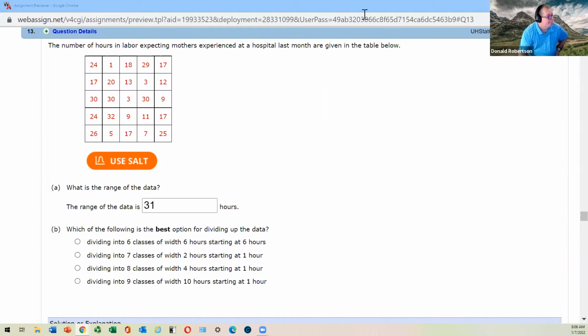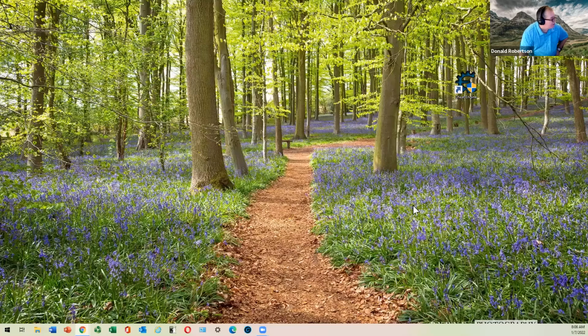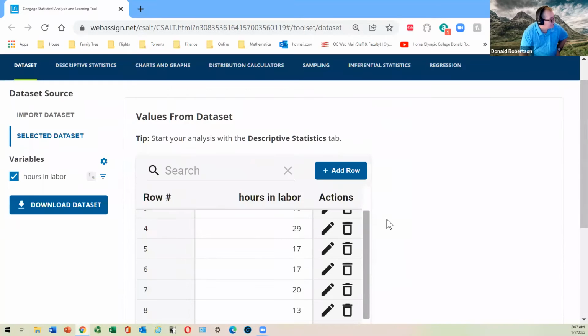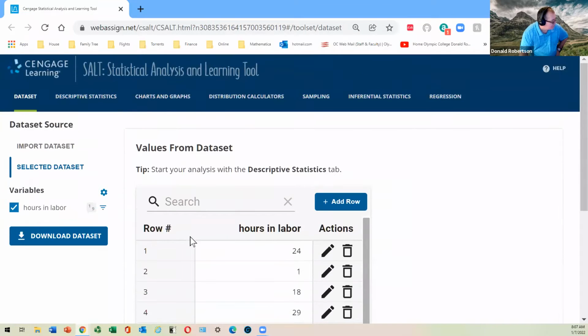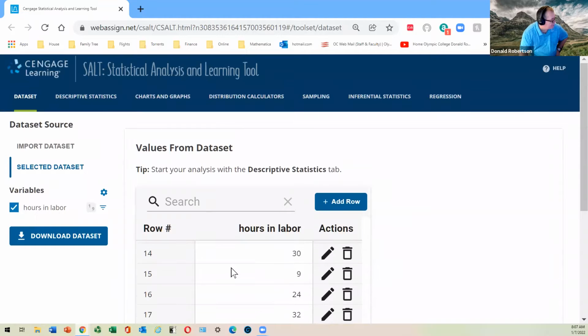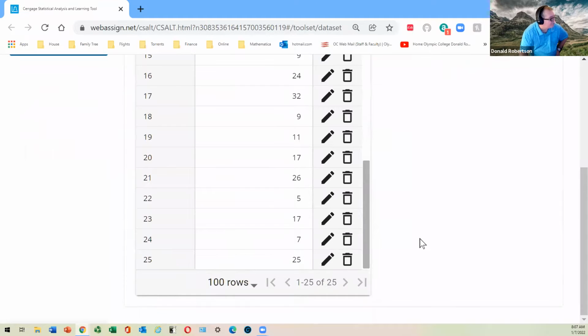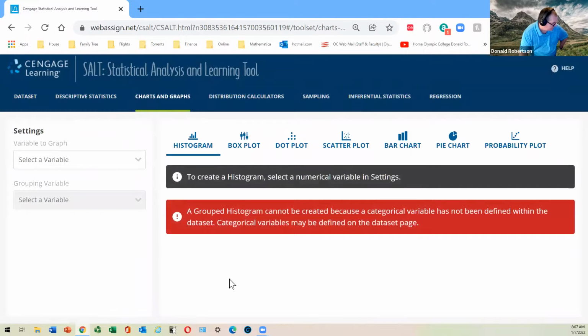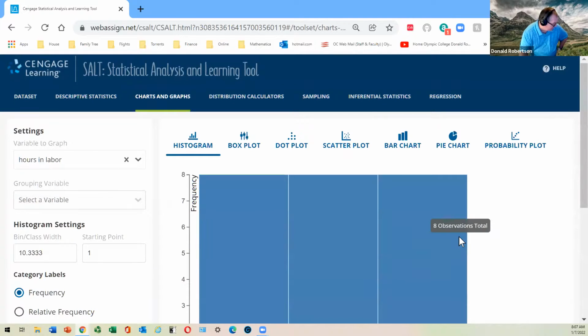the salt button. Show you that guy. And there's all the data. The first person, 24, I guess. The 25th person was 25. And now I'm going to go to charts and graphs. And then I'm going to select.